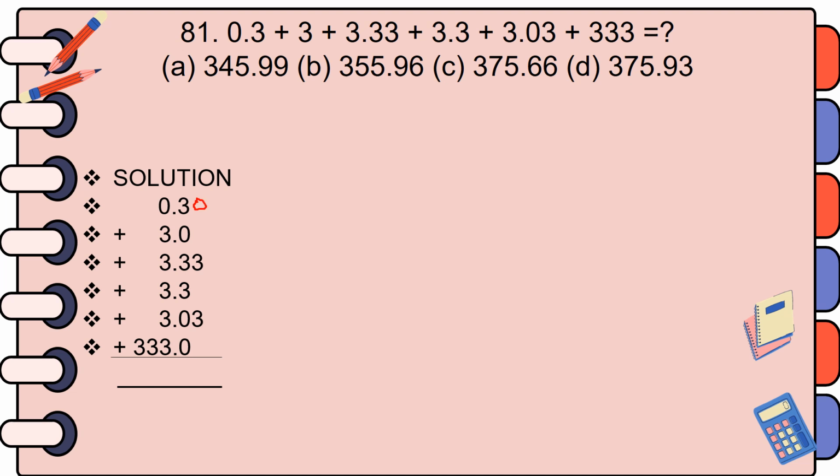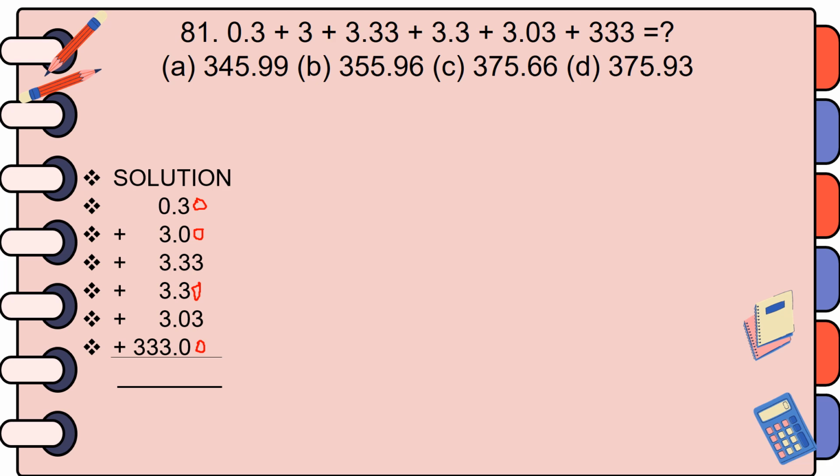Again, 3.0 can be written as 3.00. Again 3.3, you can add 0 on the empty space. And 333.00, you can add zeros on the empty spaces of the decimal places. Then you can add these numbers vertically.